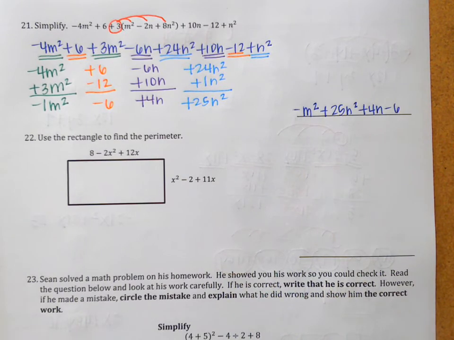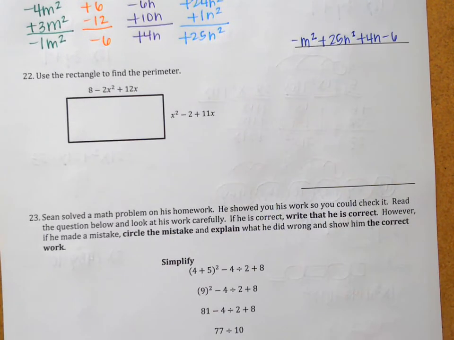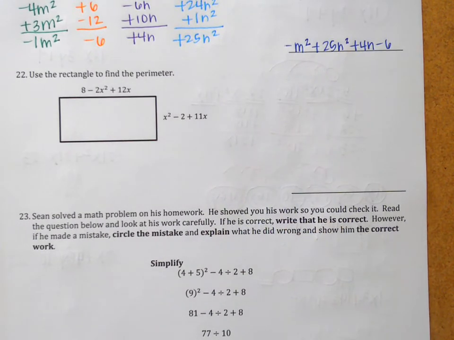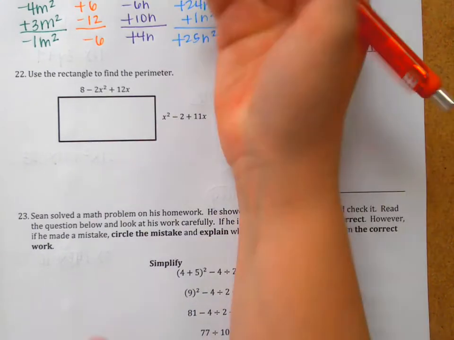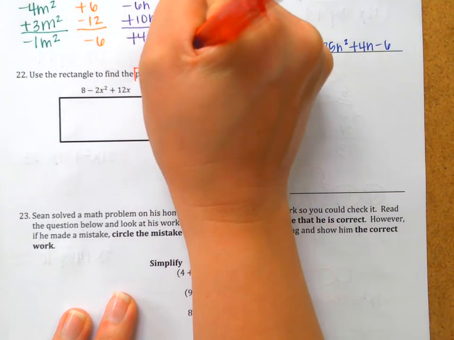Okay, let's look at the last two problems, more abstract type problems. Use the rectangle to find the perimeter. So it's saying find the perimeter. How do we find the perimeter of a box or a rectangle or square or really anything? Perimeter means we need to add up the sides.